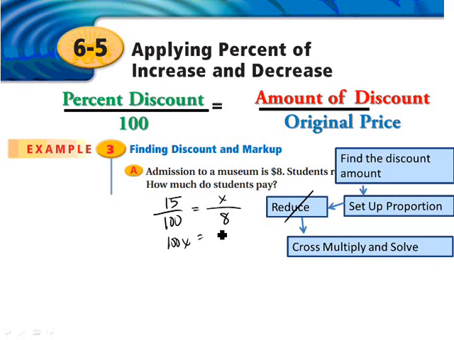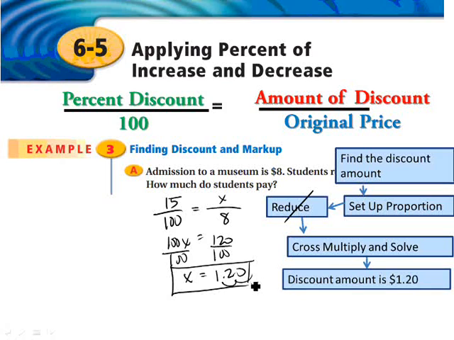100x equals 8 times 15, which is 120. Divide both sides by 100. And remember, dividing by 100 is as easy as taking 120 and moving the decimal over 2 places. 1.20, which is $1.20. That is the discount amount.